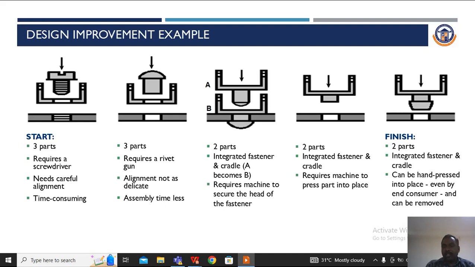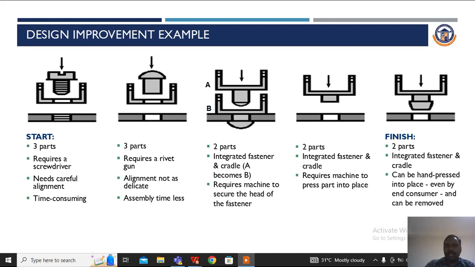In the fourth case study, there are only two components. By interference fit we can join them, but it also requires a machine to press the part into the flat plate. So an additional machine is required, which leads to investment for the product. In the last case study, only two parts are required, with an integrated fastener. There is no shaking of parts, but it will also be hand pressed.